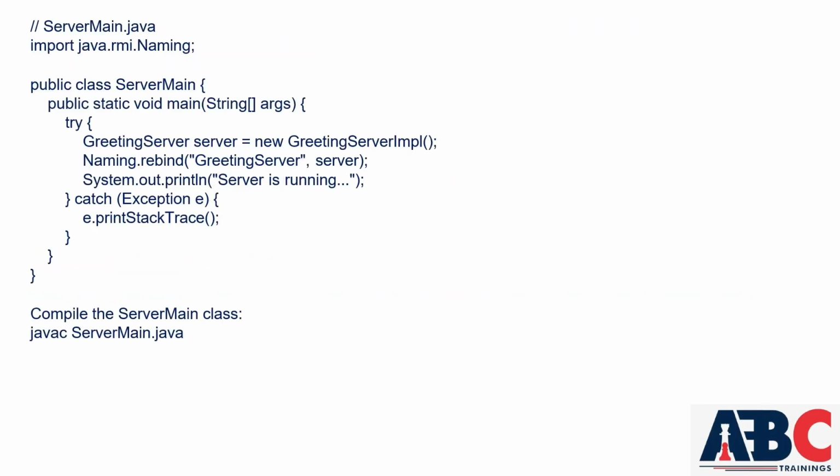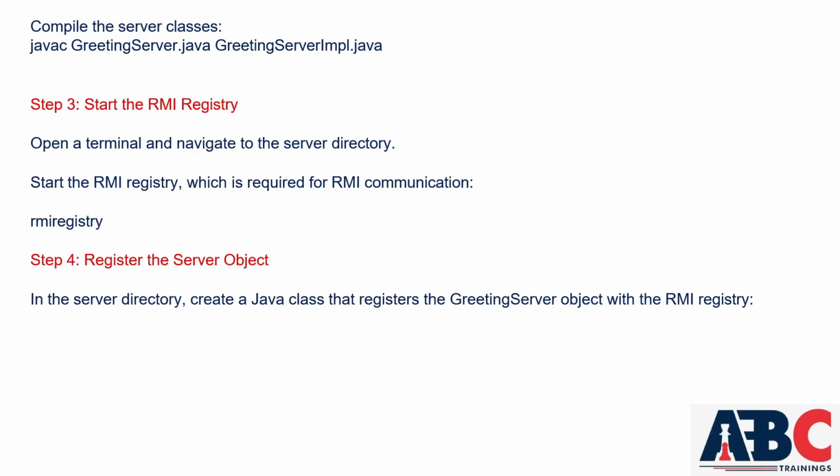Next, we compile the server classes: javac GettingServer.java. Then we start the RMI registry. So open the terminal and navigate to the server directory to start the RMI registry, which is required for RMI communication. So, rmiregistry.